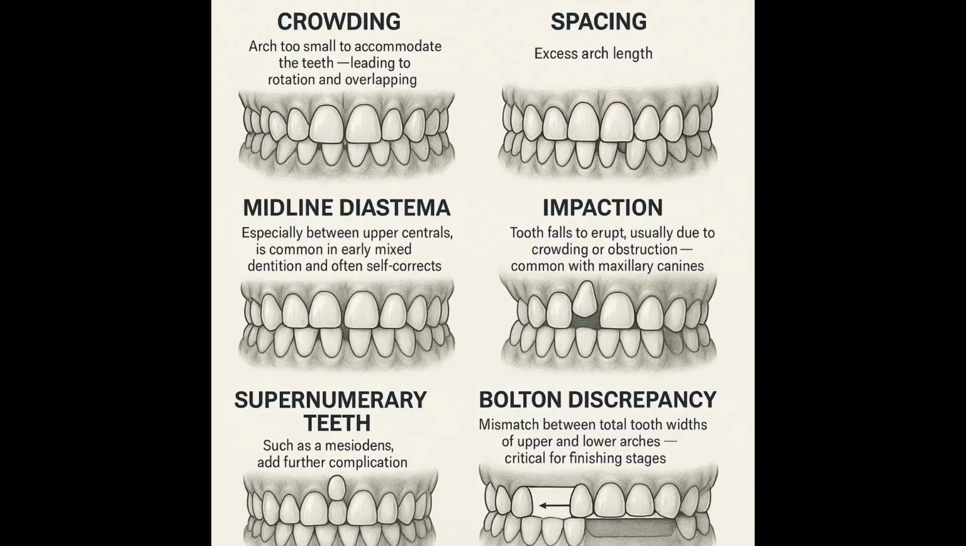Impaction happens when a tooth fails to erupt, usually due to crowding or obstruction, common with maxillary canines. Supernumerary teeth, such as a mesiodens, add further complication. Bolton discrepancy measures mismatch between total tooth widths of upper and lower arches, critical for finishing stages.